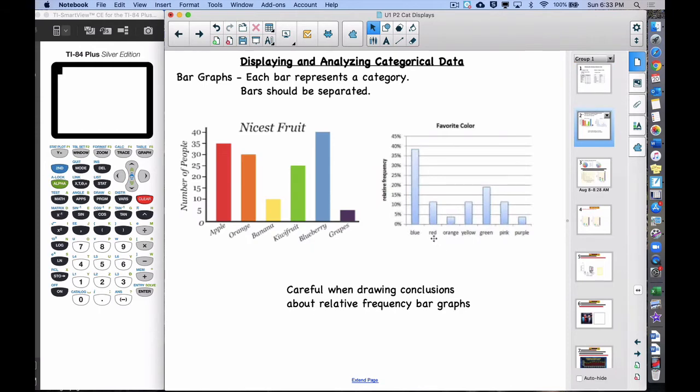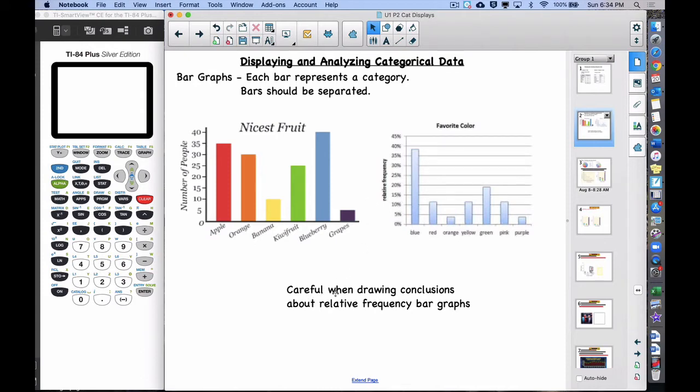Another type of display that's more of an actual graph would be a bar graph. Each bar represents a different category. So on the graph on the left, each bar is a type of fruit. And in the graph on the right, each bar represents a different color, somebody's favorite color. One of the conventions for bar graphs is that bars should be separated. That's kind of a way to separate this from a histogram, which is a quantitative type of graph.